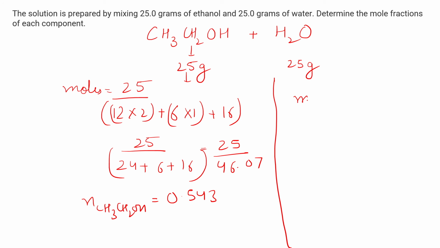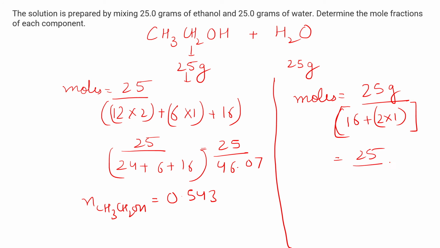Similarly, moles of water, that is 25 gram, divided by molecular weight of water, 16 plus 2 into 1. 16 for oxygen and 2 for hydrogen. Two hydrogens are present and 1 is the weight. So 25 by 18 will give you 1.34 moles. So number of moles of H2O you have this.